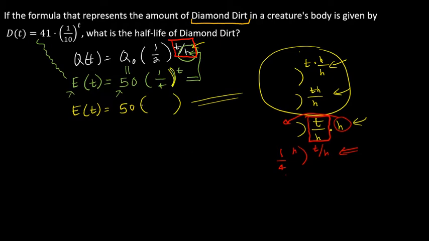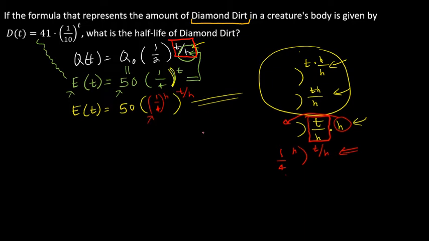So I would rewrite this. I've got 50, 1/4 to the h times t. There we go. All right, so now I've got this format, right? I've got E of t equals 50 times the quantity 1/4 raised to the h. I'm adding that extra set of parentheses just to make it extra clear that I'm raising the whole fraction, 1/4, to h. And then that expression is being raised to t over h.